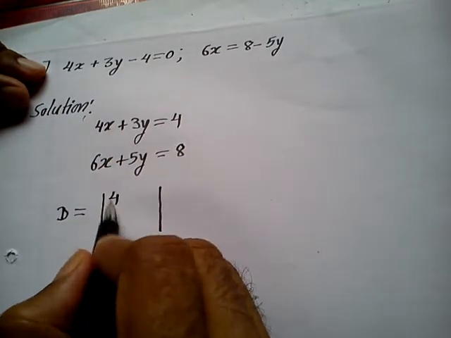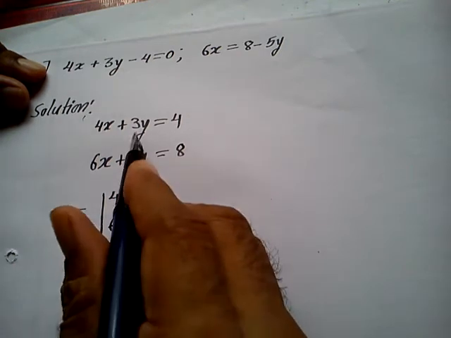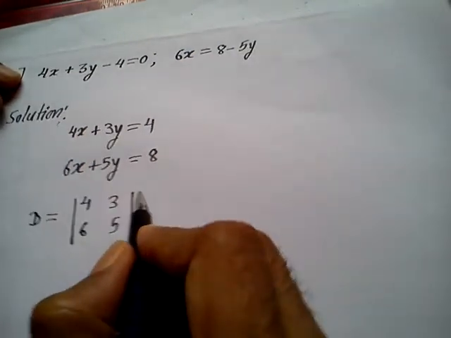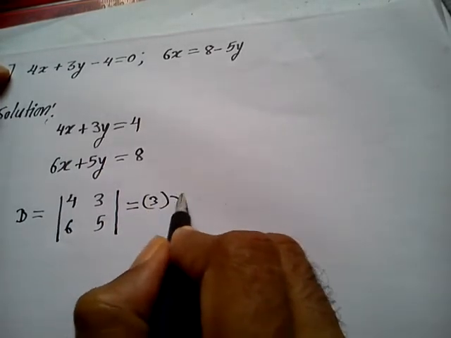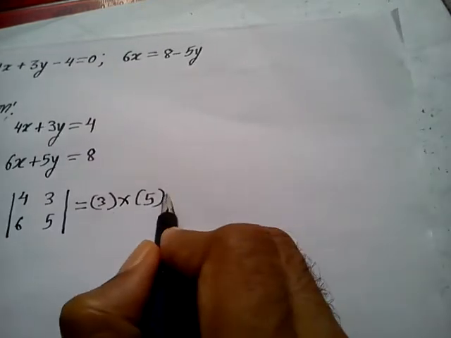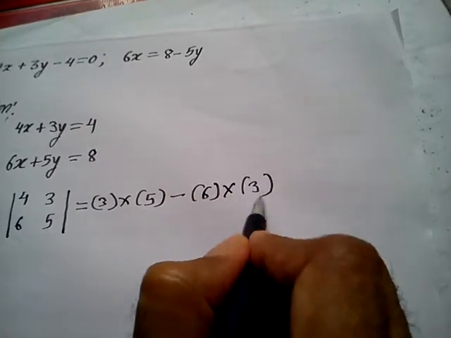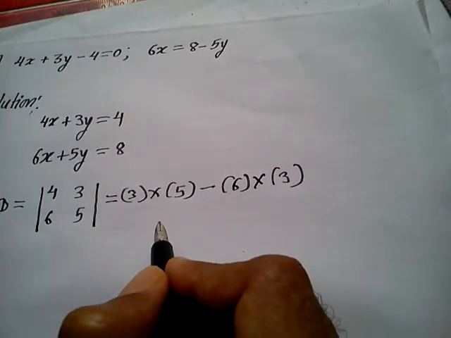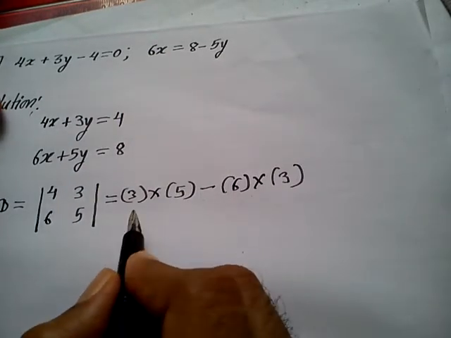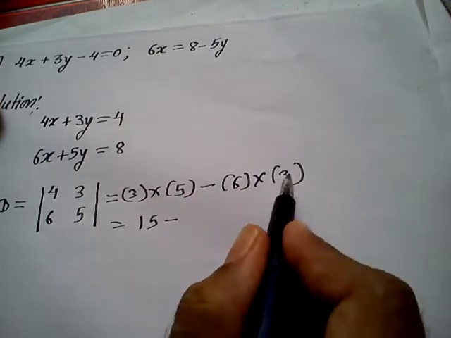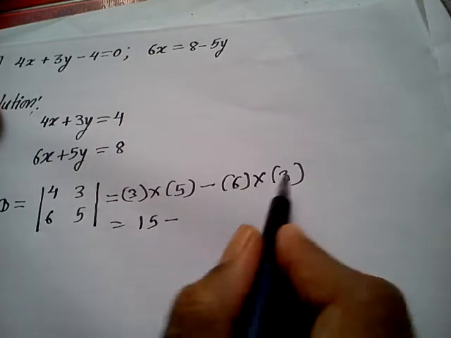Now D is equal to, you know very well now, 4, 6, 3, 5, is equal to 3 into 5 minus 6 into 3. Now see here, 3 fives are 15 minus 18.